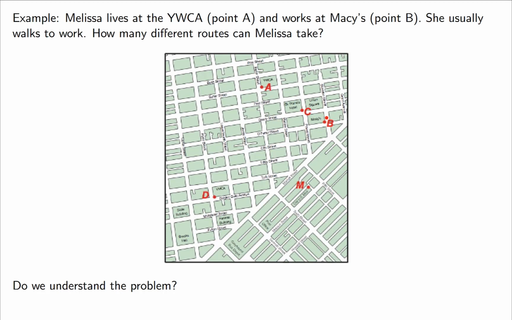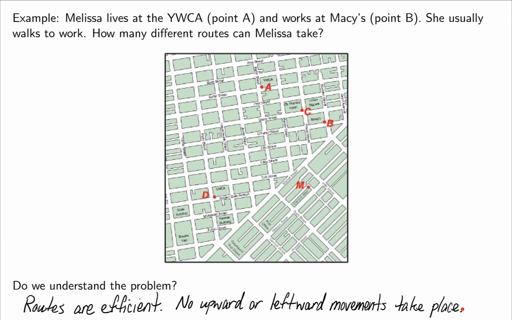Probably, but when I say different routes, there's a problem if you don't think about it. A route needs to be efficient in some form. So with that said, if I were to go right and then down and then right, if I were to go back up, that would be inefficient. I kind of took a long route. And so this is one thing we need to define: what is a route? So let's just add to understanding the problem, routes are efficient. And what that means would be no upward or leftward movements take place.